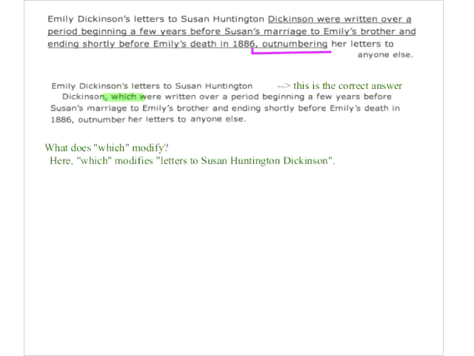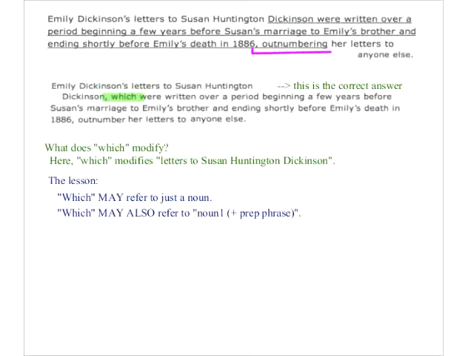So the lesson that you want to get here is, I mean, what we already know is that which may refer to just a noun, but it may also refer to the construction noun plus prepositional phrase. So I mean, it's still referring to this noun, but the point is that it's allowed to jump prepositional phrases.